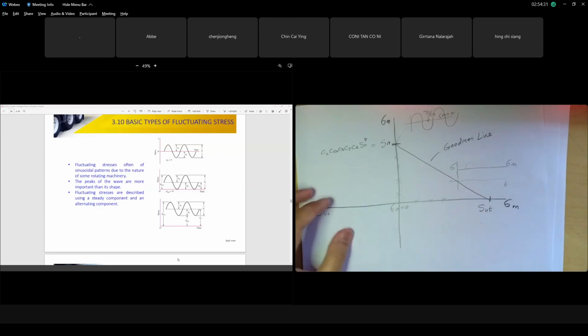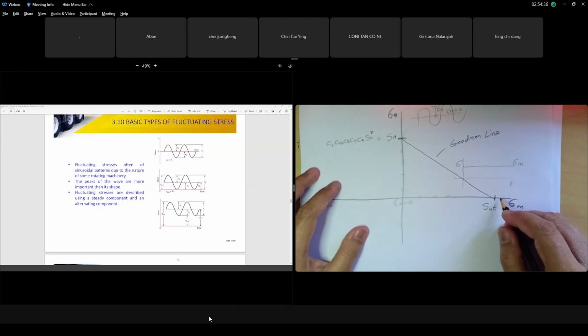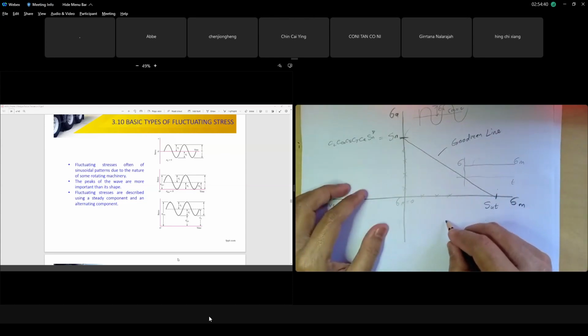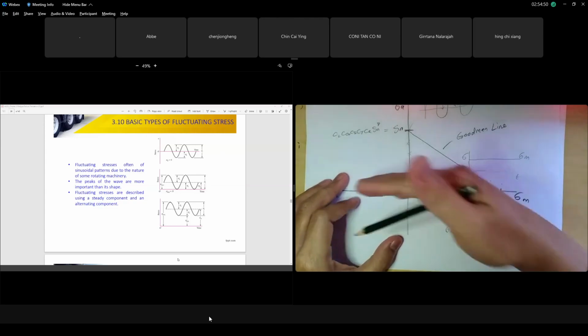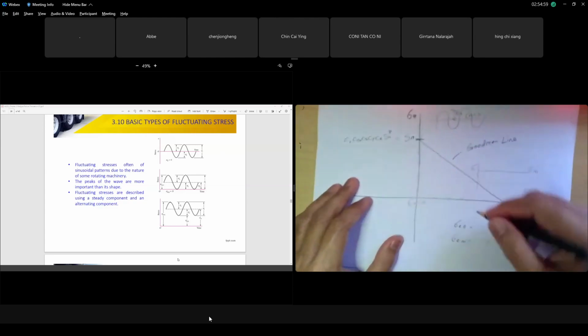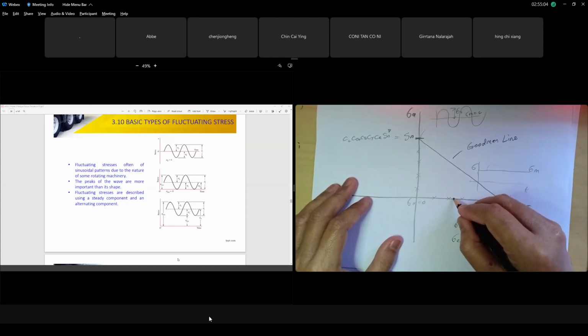Okay, class, clear or not? This is what is called the Goodman line. Class, are you with me? Alright. So later when you do your analysis, you will calculate your sigma equivalent amplitude and your sigma equivalent mean, because we are using DET, right? You plot where your equivalent sigma is, what is the value in megapascal? Because your y is your amplitude, you have your point here. Your sigma equivalent mean is here.